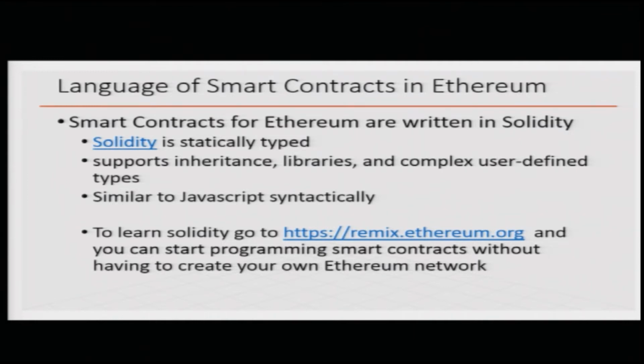For example, you can go to Remix at remix.ethereum.org, and you can start programming smart contracts. They also have some example smart contracts already there, and it has a test network, so you don't have to start your own Ethereum network. But very soon we'll also see how to use Ganache CLI, which is a command line interface for creating a test Ethereum blockchain, and also create contracts using Truffle. You can use that for some programming practice for Ethereum smart contracts.